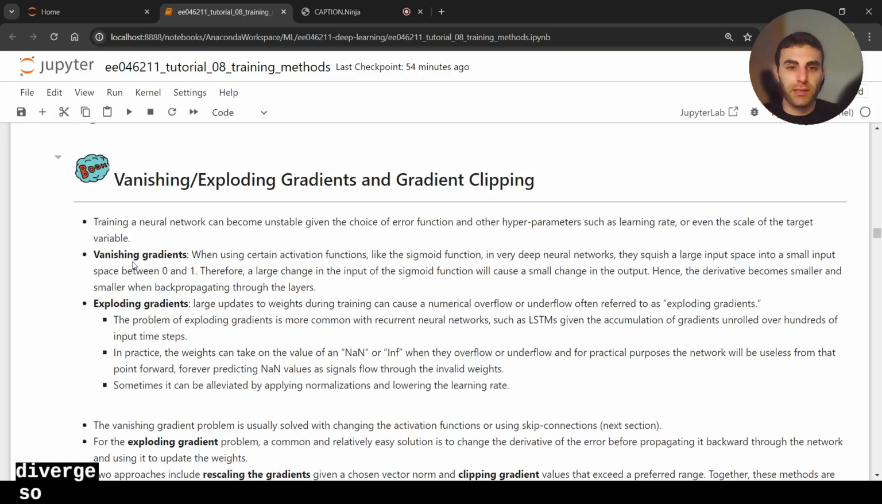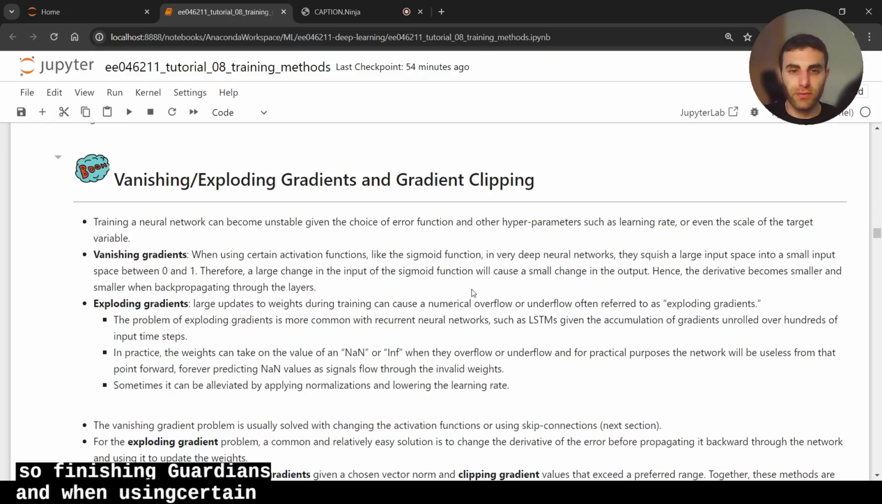So vanishing gradients, when using certain activation functions, for example sigmoid in very deep neural networks, they squish a large input space into a small space between 0 and 1. So a large change in the input of the sigmoid function will cause a small change in the output, and the derivative can become smaller and smaller as we go backwards in the backpropagation algorithm.